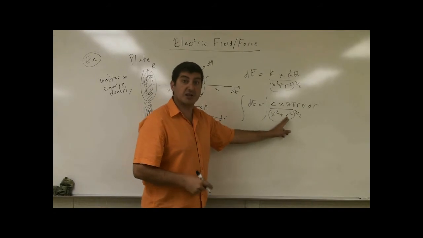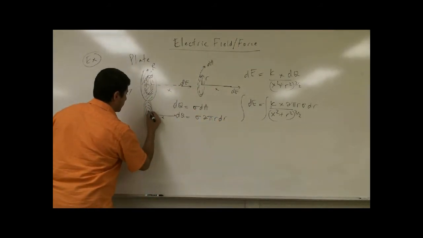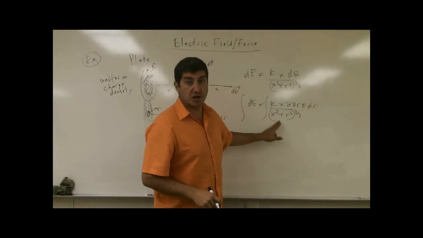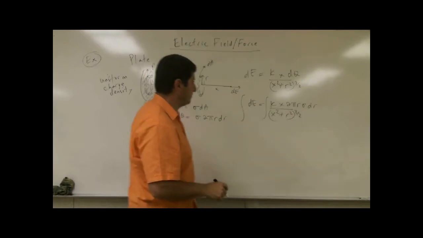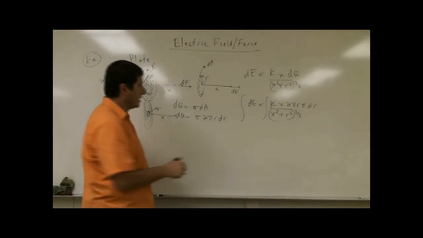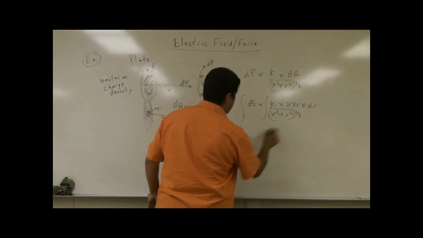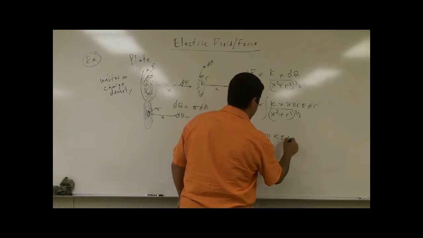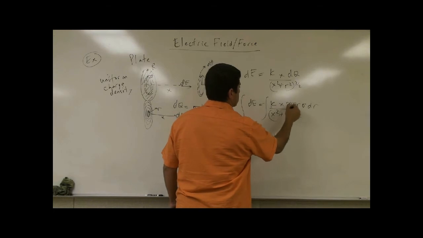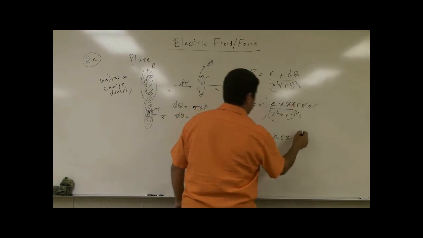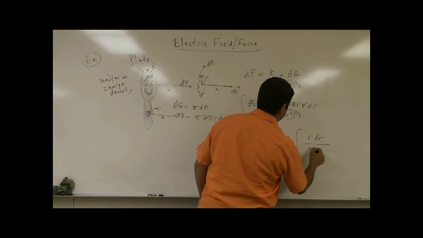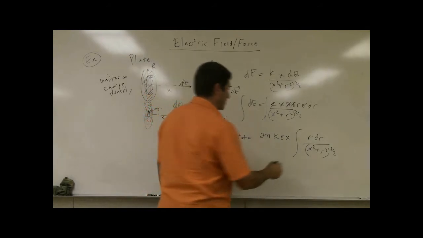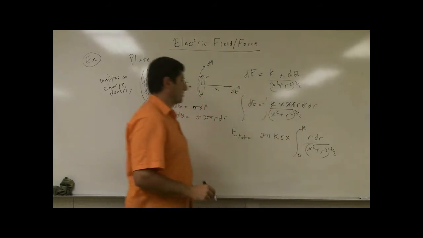The little r is changing, right? The little r is the radius of the ring. So the only thing that I'm integrating over is dr, right? The radius r is what's changing as a function of the different rings. So for the total electric field, all of these other things can come out: 2 pi k sigma x, and then all that's left is r dr over (x squared plus r squared) to the 3/2, from 0 to capital R.